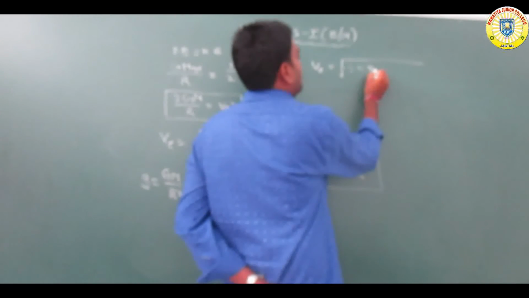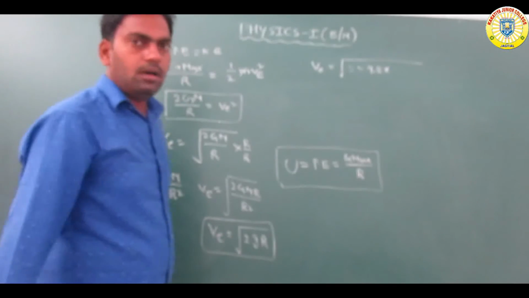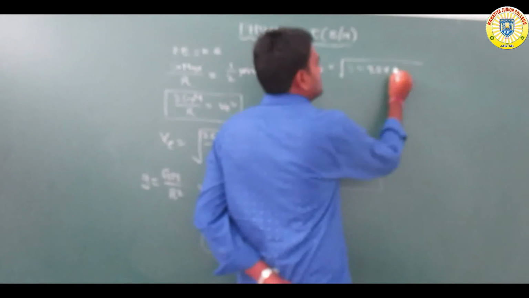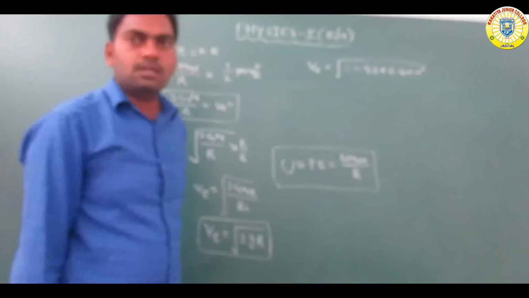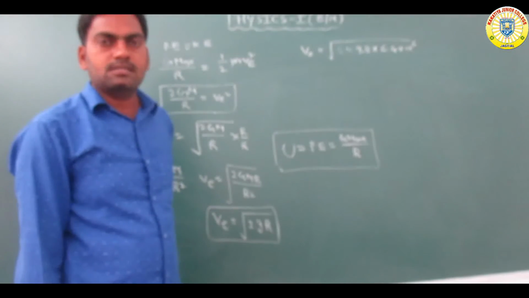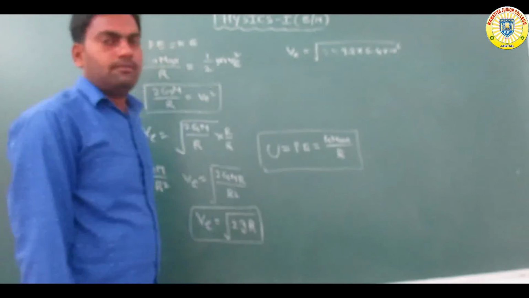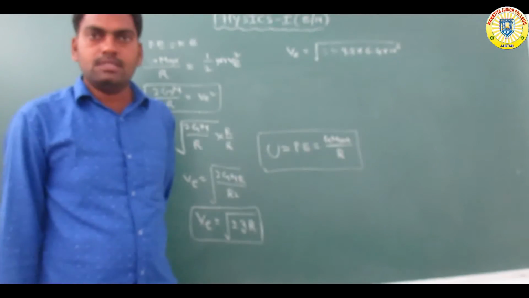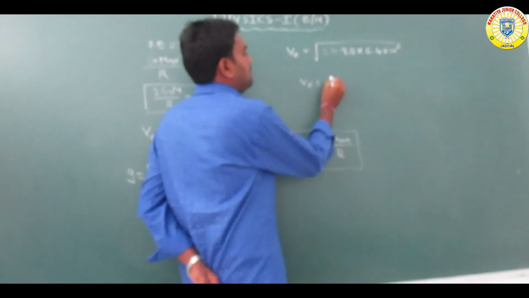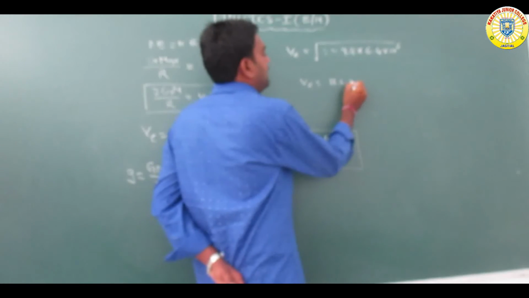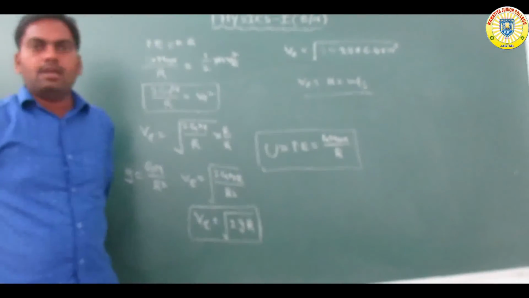Small g is equal to 9.8, or 10, and R means radius. The radius is 6.4 into 10 to the power of 6 meters, or 6,400 kilometers. Now substituting all those values into the equation, we get the final result: V E is equal to 11.2 kilometers per second. This is called the escape velocity.